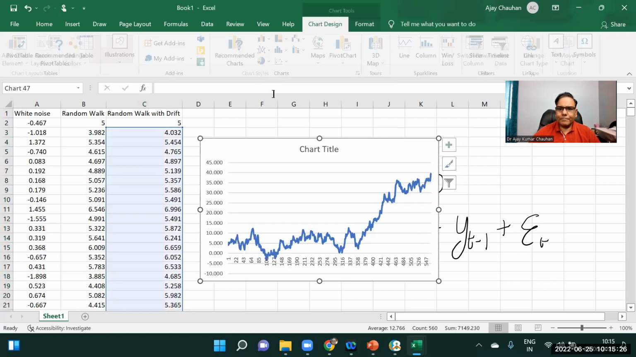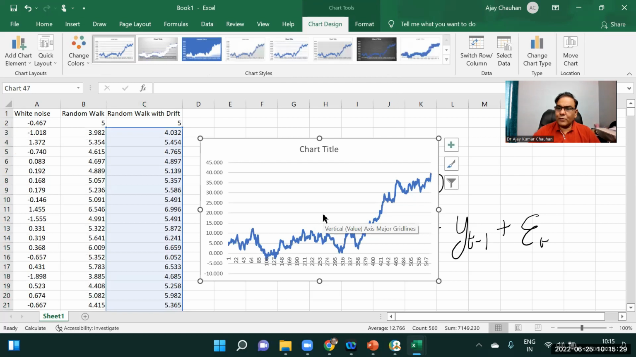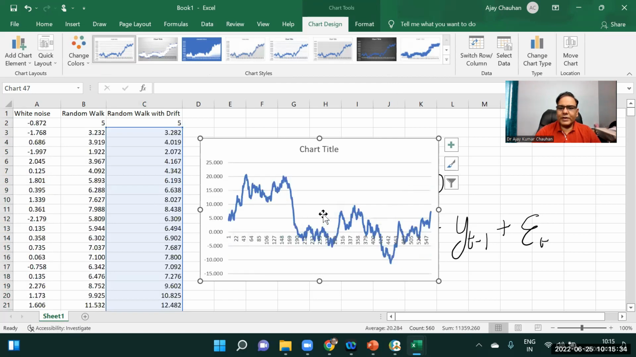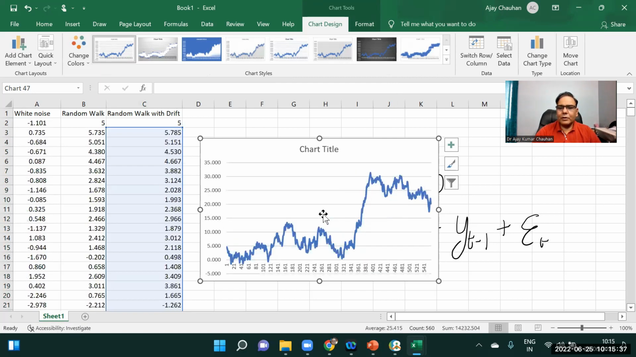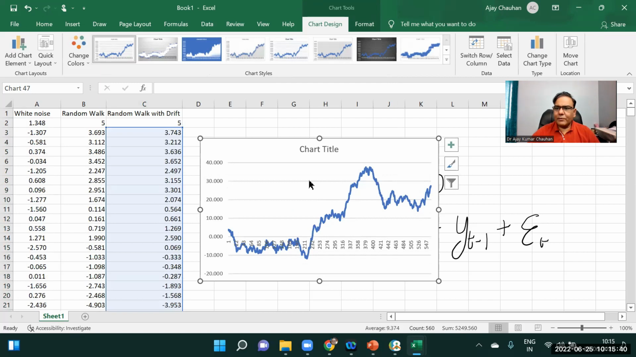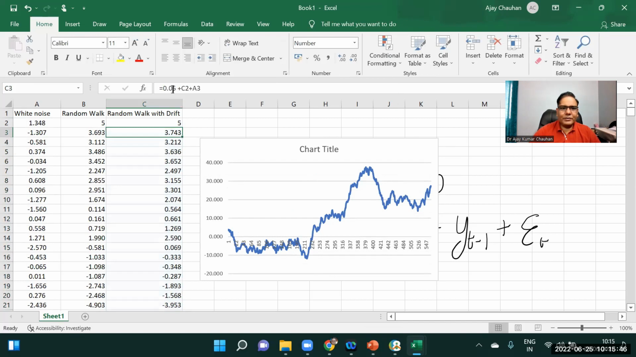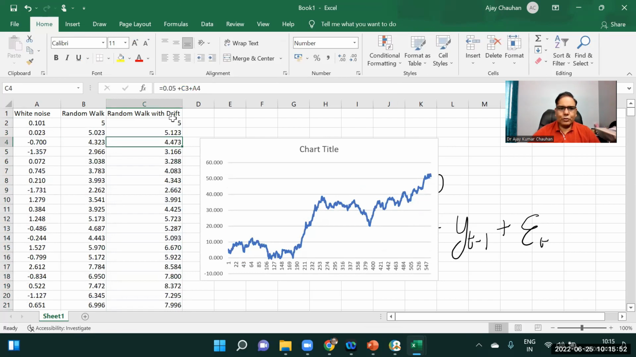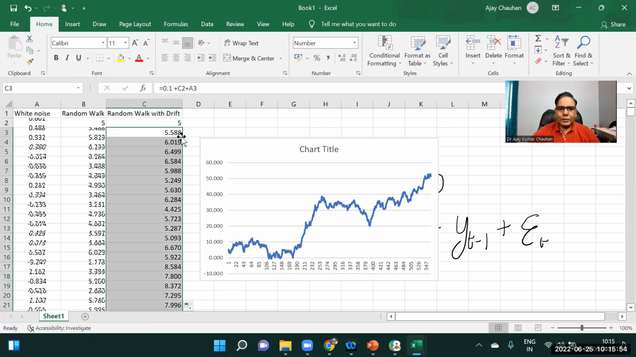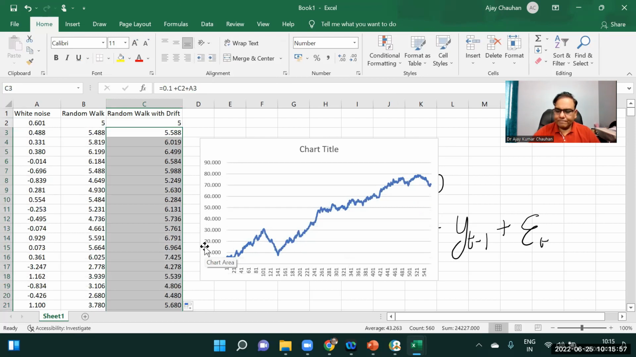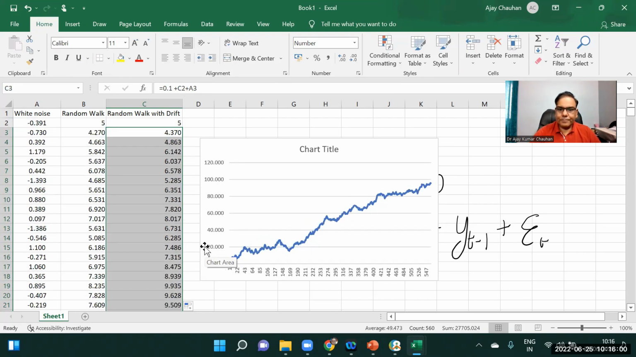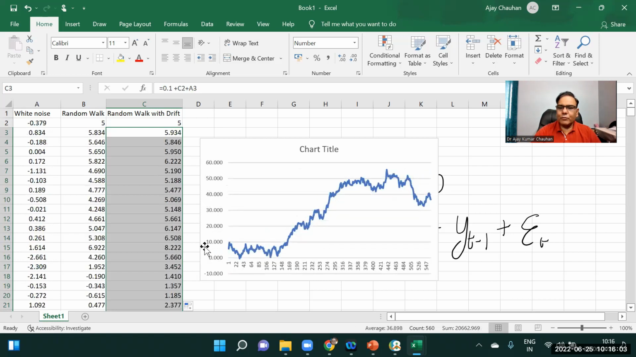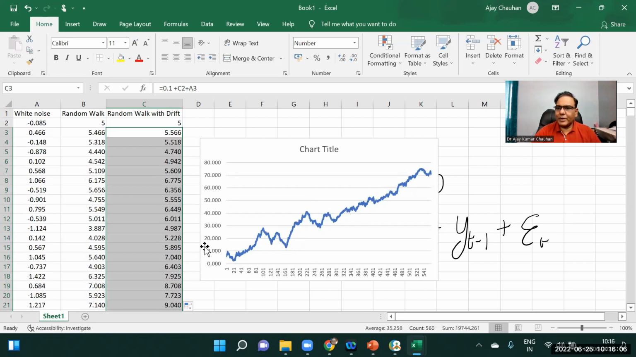So you can see that there is a possibility of upside movement. Most of the time, this series is moving upside. Because we give very small drift, that's why you can see small movement. And if I give large drift like 0.1, you can see the upside movement is quite high. Now this series is moving towards upside most of the time. This is the impact of drift.